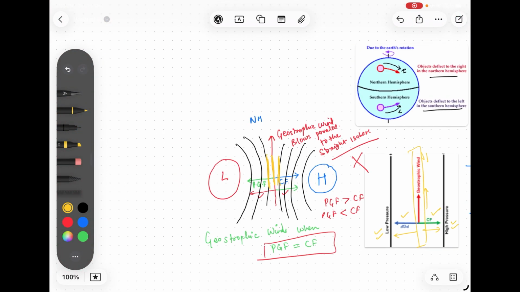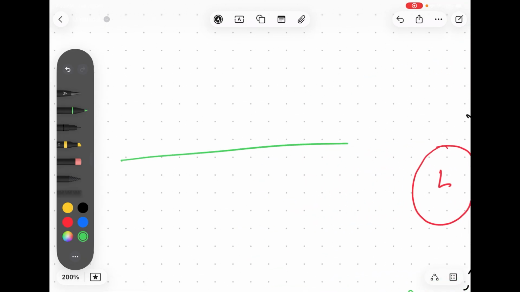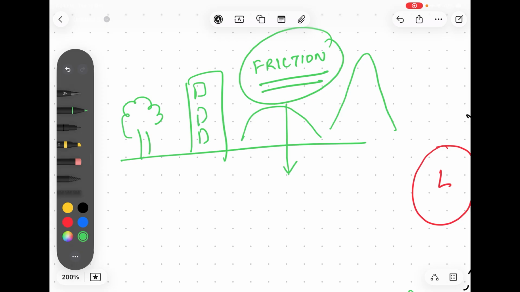Now in this topic, there is one more thing that you need to understand. We know that this is the earth's surface. There are trees, there are buildings, maybe there is some hill or something like that. Due to these constructions, the terrain near the ground creates friction. So the wind gets friction. This is also known as the surface layer or friction layer, which is close to the ground. So what does this friction really do? It slows the wind.